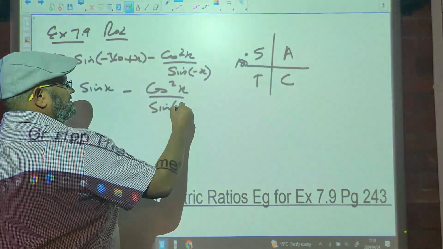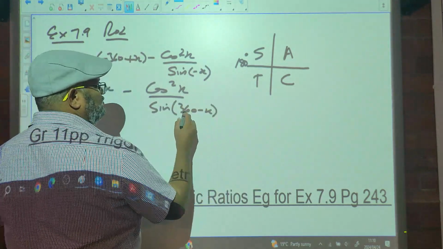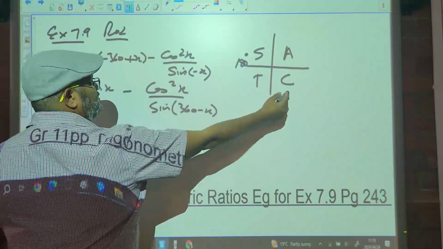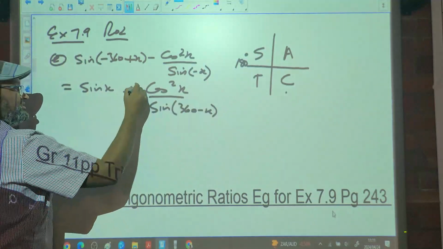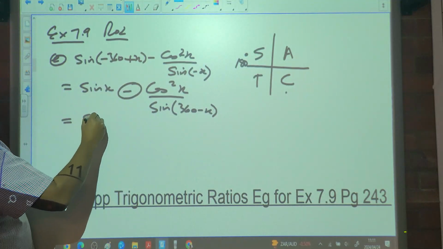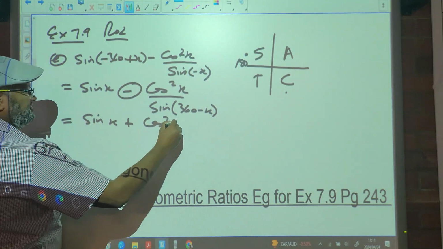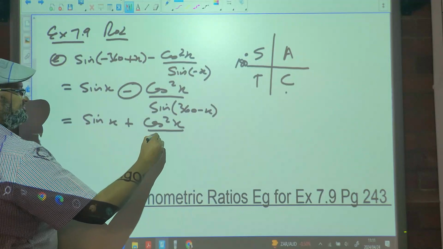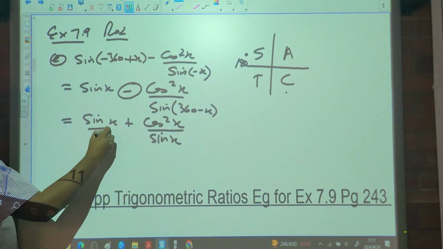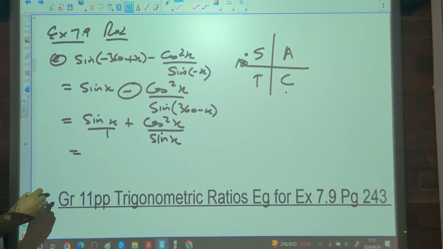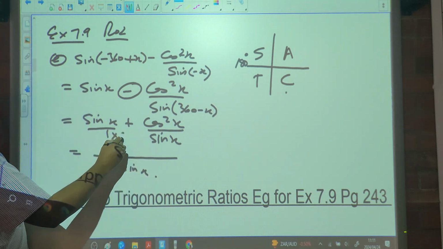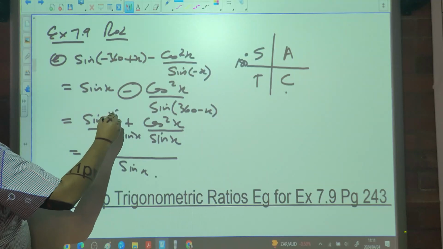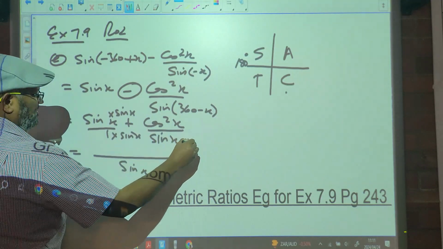Sine of 360 minus x. Which quadrant is this in? Fourth quadrant. Sine positive or negative? Negative. Now that negative makes this negative a positive. So that's naturally over 1. What's my LCM? Sin x. So this must be multiplied by sin x, and this must be multiplied by 1.